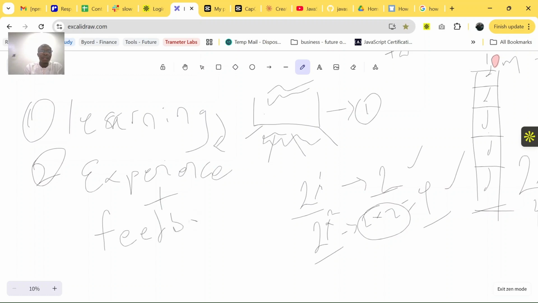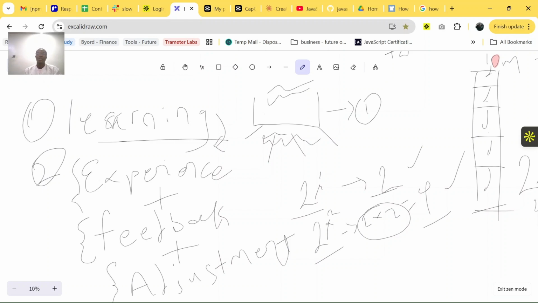And what is feedback here? Are you correct or wrong? If you're correct, proceed. If you're wrong, try again. And if you're wrong, try again means adjustment. So for a machine to learn, it must experience, which is example. It must get feedback, are you wrong or correct? And it must adjust if it was wrong in such cases. So I hope I've been able to convince you and not to confuse you on how machines learn compared to how humans learn. And we've been able to build some intuition here.